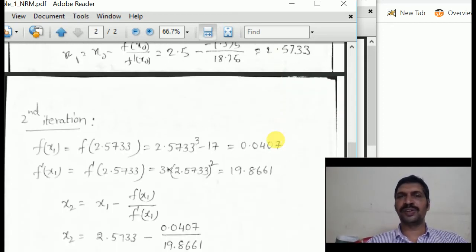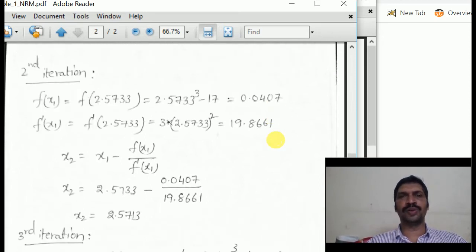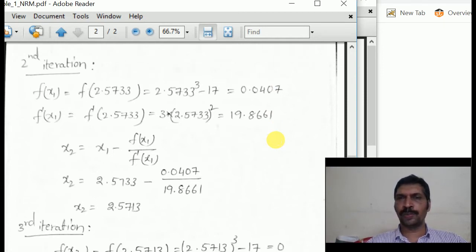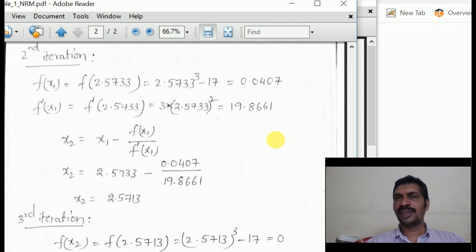Here the x1 value is equal to 2.5733. f of x1 equal to f of 2.5733 equal to x cube minus 17, which is equal to 0.0407. f dash of x equal to 3x square, 3 into 2.5733 whole square, which is equal to 19.8661. Now, using the x1 value, we will compute the x2 value.